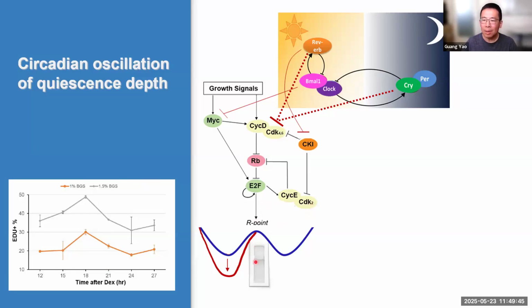So basically there's a dimmer switch. Cells can go shallower and deeper depending on the time of the day, and the circadian clock is regulating this bistable switch, changing the activation threshold.